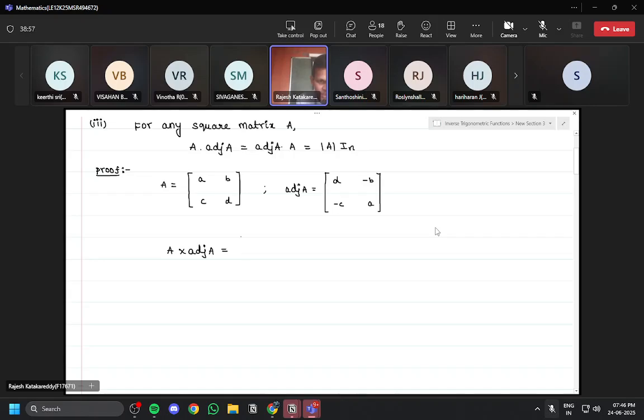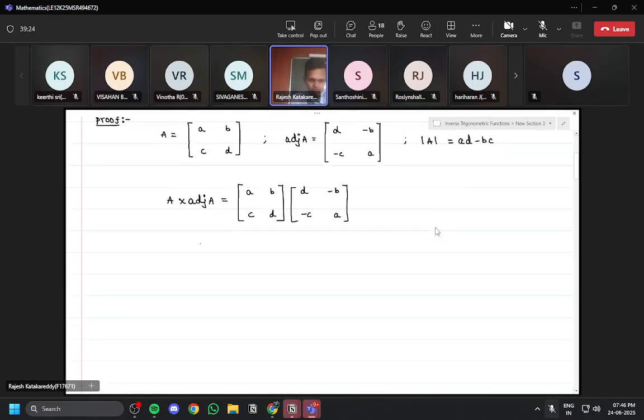This must be equal to the matrix [a, b; c, d], which we multiply with [d, -b; -c, a]. Sidewise, we keep the determinant of A value as well: AD minus BC. Right? In multiplication of matrices, we are doing the dot product between row vectors and column vectors.